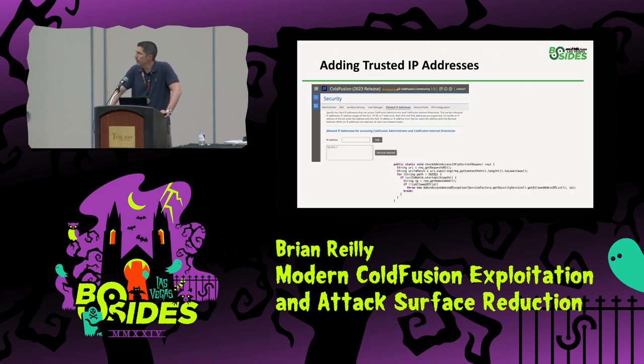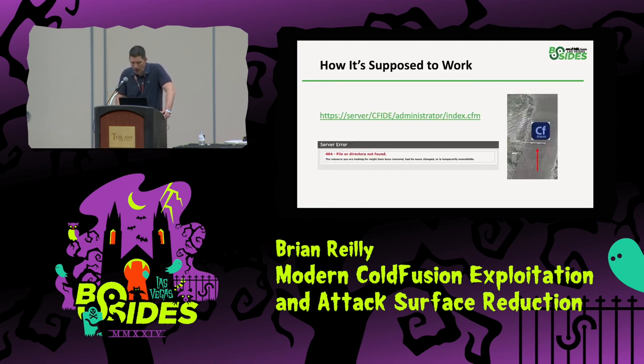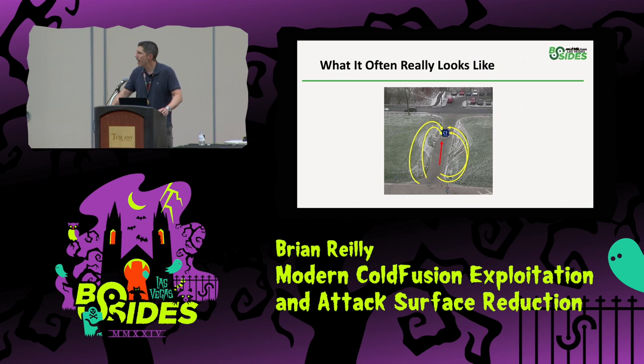Beyond that, you can also configure trusted IP addresses, and there are some built-in functions that will do access control checks for those trusted IP addresses. From a typical point of view, between the connector configurations and those IP address restrictions, this is how it's supposed to work. If you're on the outside and you request ColdFusion Administrator, you're going to get some kind of error. It's either going to be not found, forbidden, or just somehow isn't going to be accessible. In reality, it's typically going to look more like something like this.